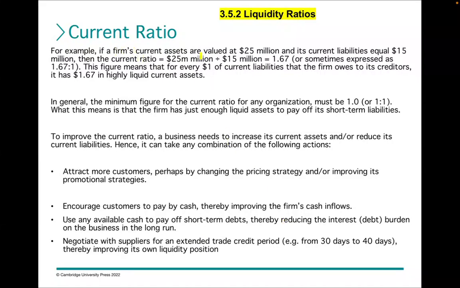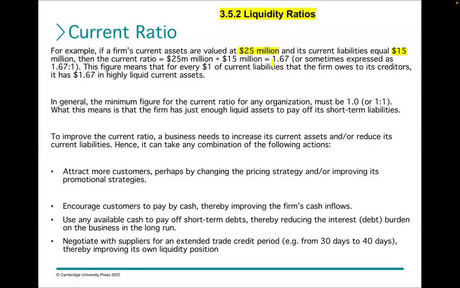If a firm's current assets are valued at 25 million and its current liabilities are at 15 million, it's good because the liabilities are lower. So it'll be 25 divided by 15, which gives you a ratio, not a percentage here, of 1.67. This figure means that for every £1 or $1, still using the UK money, of current liabilities that the firm owes to its creditors, it has 1.67 in highly liquid current assets, which is very good.